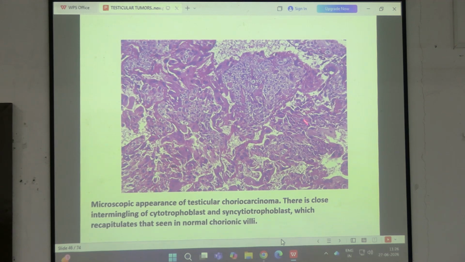Okay, so this is how a choriocarcinoma appears microscopically. I don't know if you can appreciate, there are some giant cells in between which have eosinophilic cytoplasm, plus there are areas where cells have clear cytoplasm. So giant cells with eosinophilic cytoplasm were syncytiotrophoblasts, and cytotrophoblasts were polygonal cells with clear cytoplasm.